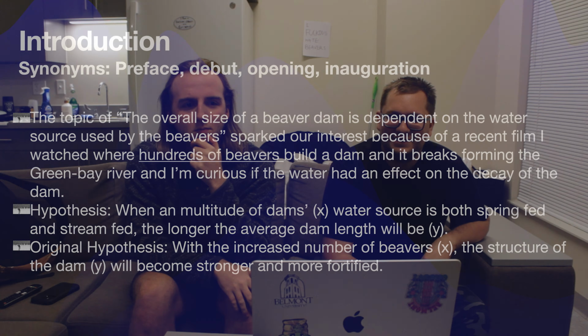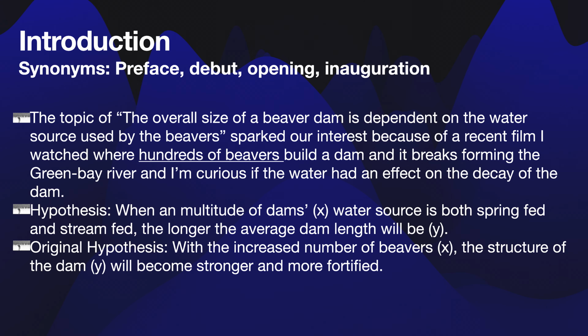Alright, now for our introduction. Synonyms: preface, debut, opening, inauguration. They sound just like an introduction.